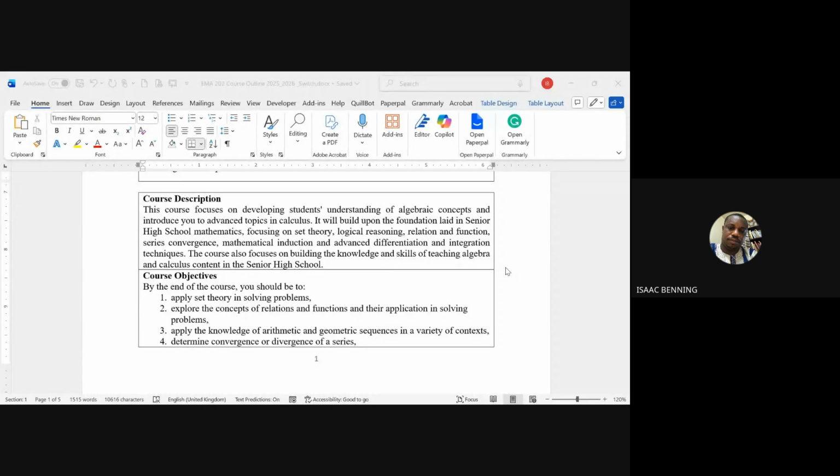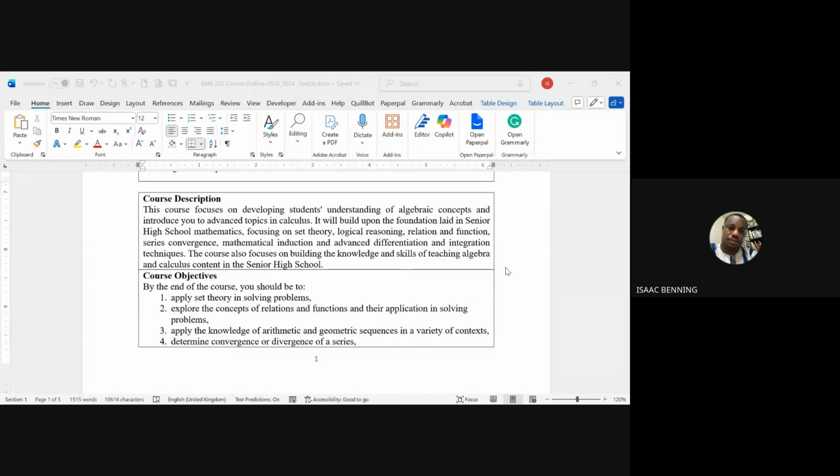So the course focuses on developing the understanding of algebraic concepts, and also introduces you to some advanced topics in calculus. It will build upon the foundation laid in the senior high school mathematics. That's why I said that the prerequisite is the SHS elective maths. If you've done the elective maths at the SHS level, then this course should be cool to you, because that will serve as the basis.